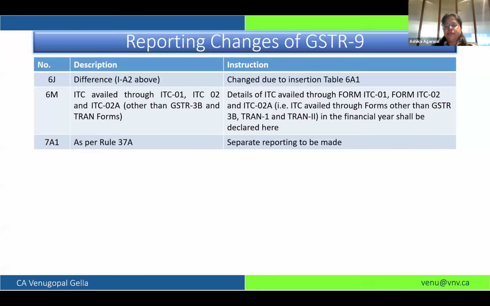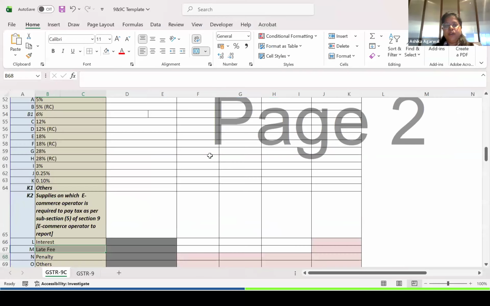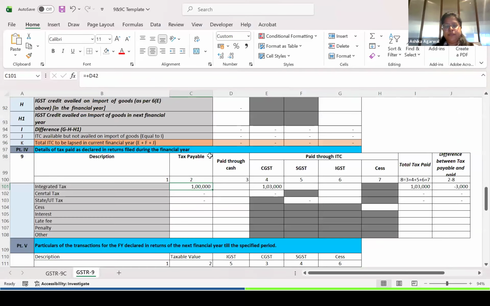So after that 6A1 insertion, these are the other tables which they have inserted for ITC purpose. Now they specifically want us to report about Rule 37 and 37A reversal, if we are doing, separately. And all the Table 7 reversals they have specified, 37, 37A, Rule 42, 43A, whichever they have specified, all these fields are now mandatory.